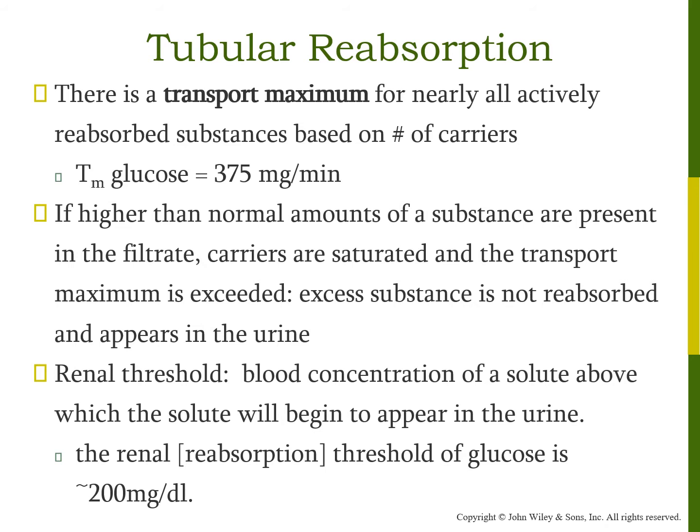If higher than normal amounts of substance are present in the filtrate, such as excess glucose that occurs with uncontrolled diabetes mellitus, then all the carriers will be saturated and the transport maximum will be exceeded, which means any excess substance will not be reabsorbed and will appear in the urine. Now, each substance also has a renal threshold, which is the blood concentration of that solute, above which the solute will begin to appear in the urine. The reabsorption threshold in the kidneys for glucose is around 200 milligrams per deciliter of blood.